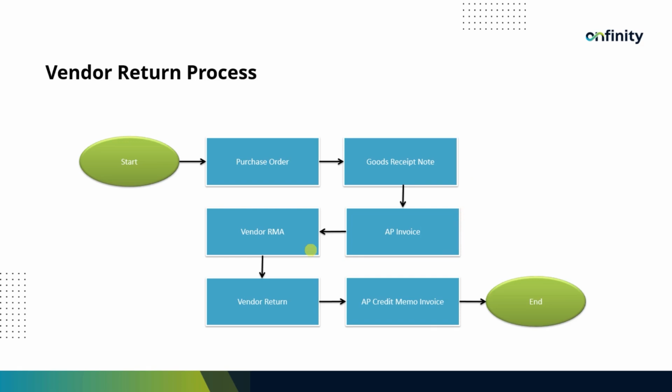After that, a vendor RMA, which stands for Return Material Authorization, is created to formally initiate the return of goods. Then comes the vendor return, which processes the actual return of the items to the vendor. And finally, an AP credit memo invoice is issued. This adjusts the financial records, ensuring both inventory and accounts payable are accurately reconciled.